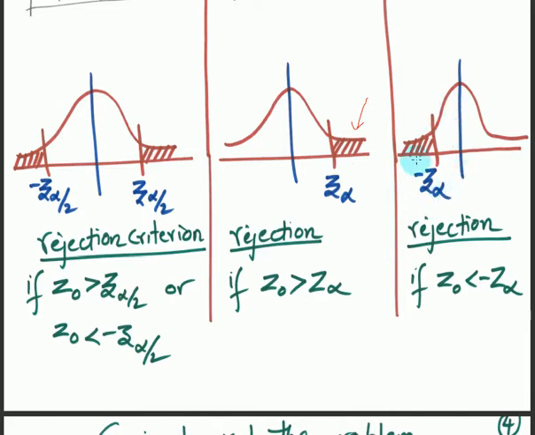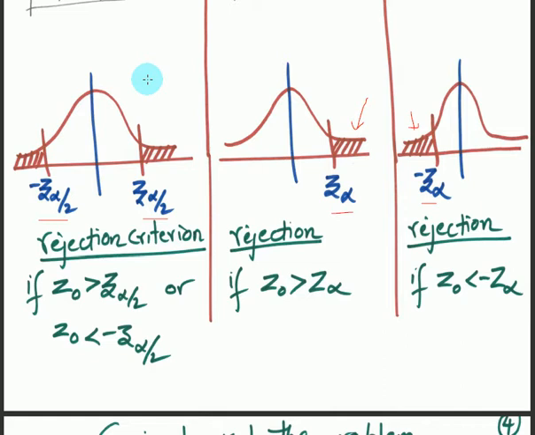For a lower tail test, if your z naught lies in this region, which means it is less than negative z alpha, then you can reject your null hypothesis in favor of the alternative hypothesis. Please make a note here that since it's a two-tailed test, you're using z alpha over 2 here. Since it's one-tailed in these cases, you're looking at z alpha. This is very similar to your confidence interval analogy. So this is how you look at the rejection criteria.